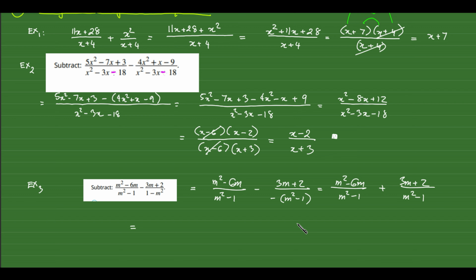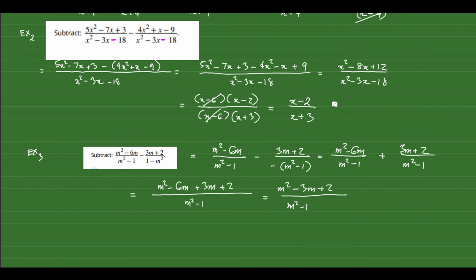And now you see that my two fractions here have the same denominator, so I can combine them. So you have m squared minus 6m plus 3m plus 2. And let's combine like terms, so it will be m squared minus 3m, right? Because negative 6m plus 3m, plus 2 over m squared minus 1. Alright. So over here what we have is a trinomial, so we can factor again. So the m minus 1, m minus 2.